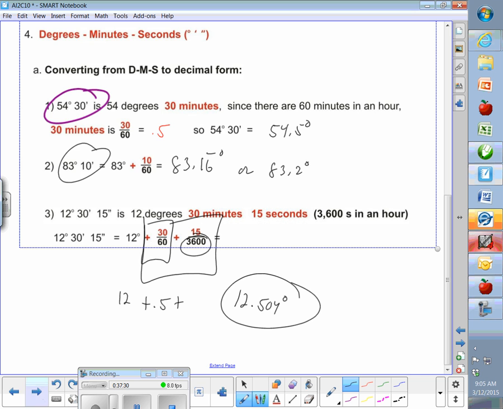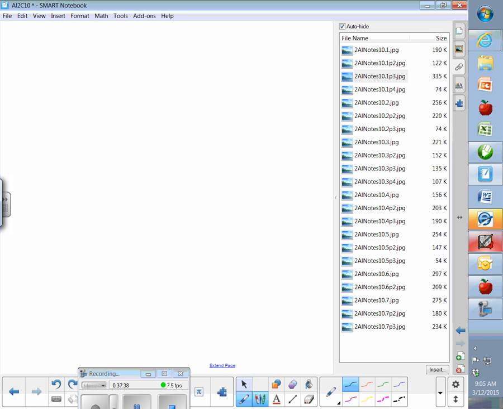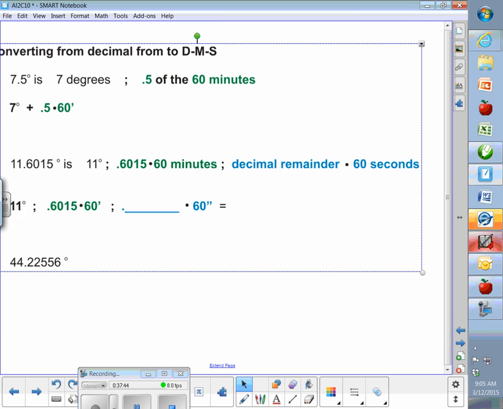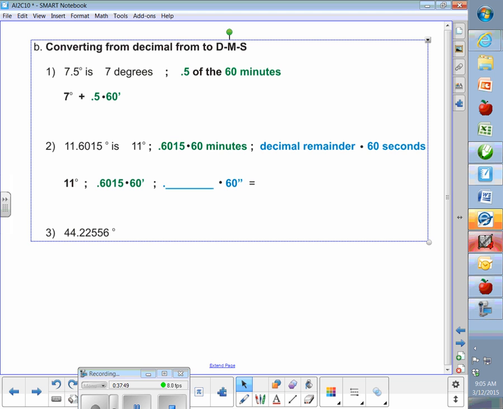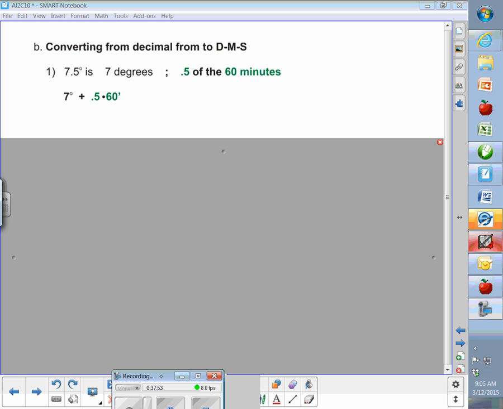All right, going the other way is a little bit trickier. Oh, I don't have that page. Okay, so what do we got here? Page 4. Okay, so converting from degrees to degrees, minutes, seconds. Let me put the shade up. Try to keep you from getting confused.